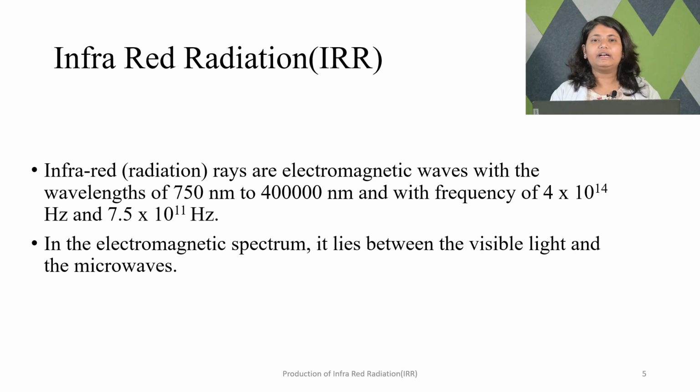So starting with infrared radiation. Infrared radiation is basically electromagnetic waves which have wavelengths of 750 to 4 lakh nanometers, and its frequency is 4 into 10 raised to 14 hertz and 7.5 into 10 raised to 11 hertz. We have many electromagnetic waves varying from different wavelengths to frequency, which are together arranged in an electromagnetic spectrum. In that electromagnetic spectrum, our IRR lies between visible light and microwaves.